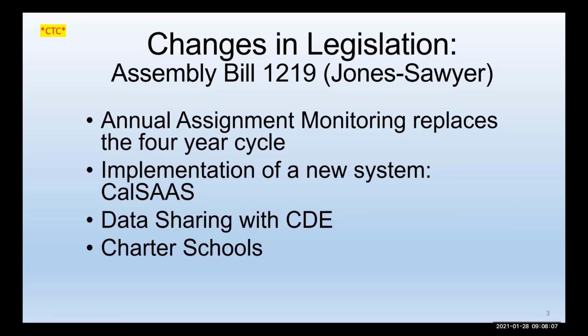Like Brandy said, previously all schools were monitored on a 4-year cycle, which means that we would really not get a picture of the whole statewide misassignments until the end of that 4-year cycle. It was outlined in statute this way because of the huge amount of paperwork and staff time that traditional monitoring requires. So with the passage of AB 1219, the Commission, in collaboration with CDE, created a new system of assignment monitoring in CalSAAS.